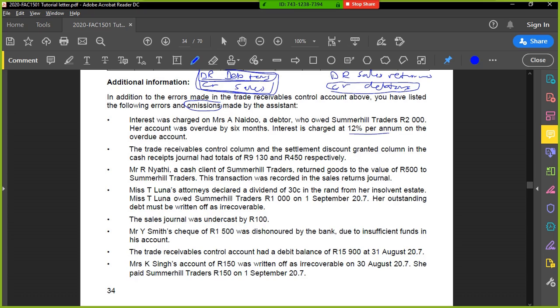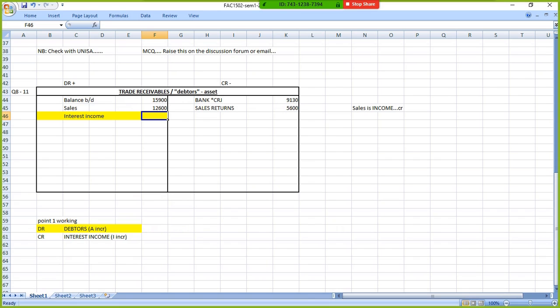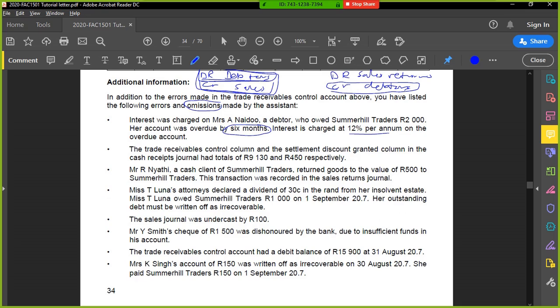How much do they owe? 2,000. How much are they being charged? 12%. How long is it overdue? 6 months. Now you can give me that working that you had earlier. 2,000 times 12% times 6 over 12. Agree? Yes. This should be a times, not a plus. Let's double check. 2,000 times 12% times 6 over 12. That's been recorded now.